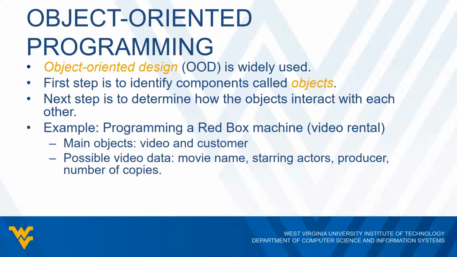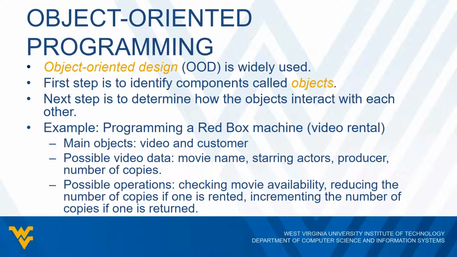Once we have that set up, we need to think about what are the possible operations we can do, or how does the customer interact with the Redbox machine? How does the Redbox machine interact with the video? There are several different operations we can perform. We can check to see if a particular movie is available in the Redbox, and if we do rent one of these videos, we can then reduce the number of copies that the Redbox has for that video. We can then increment the number of copies if we return a movie to the Redbox. There's all sorts of things we can do with it.